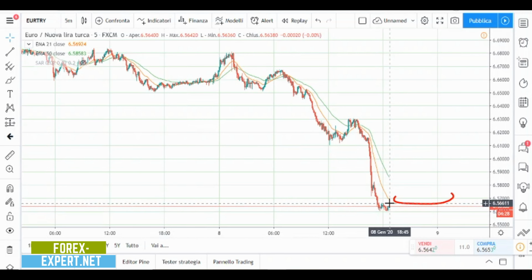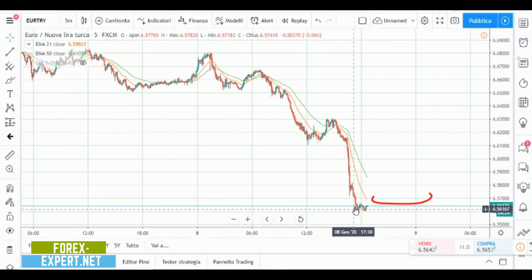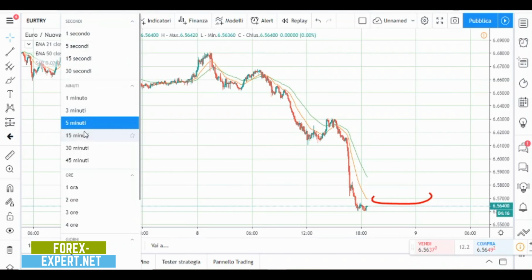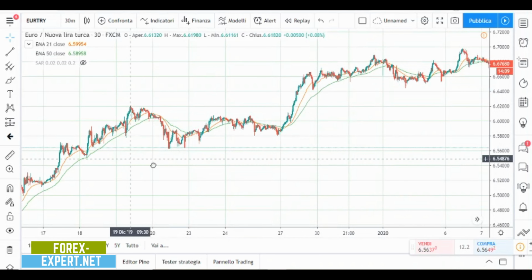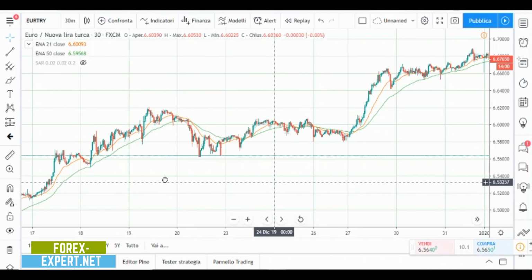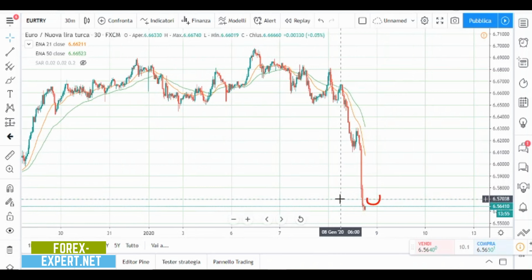I was here where I put this red sign, and I was ready to open a buy position. Why? Because the price was encountering a very strong support area here, just here, as you can see, around 56.59 and 56.22. So my idea for this trade was to open a long position.